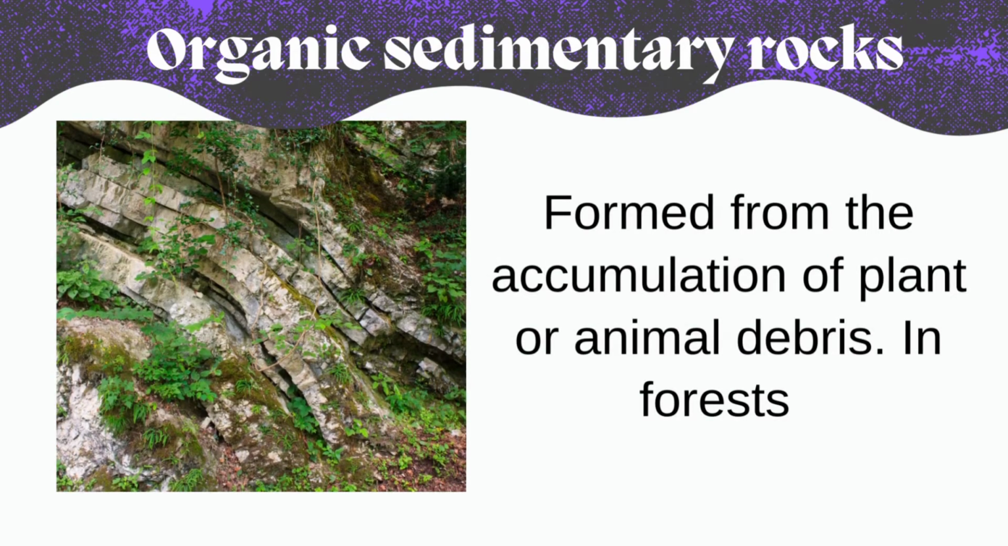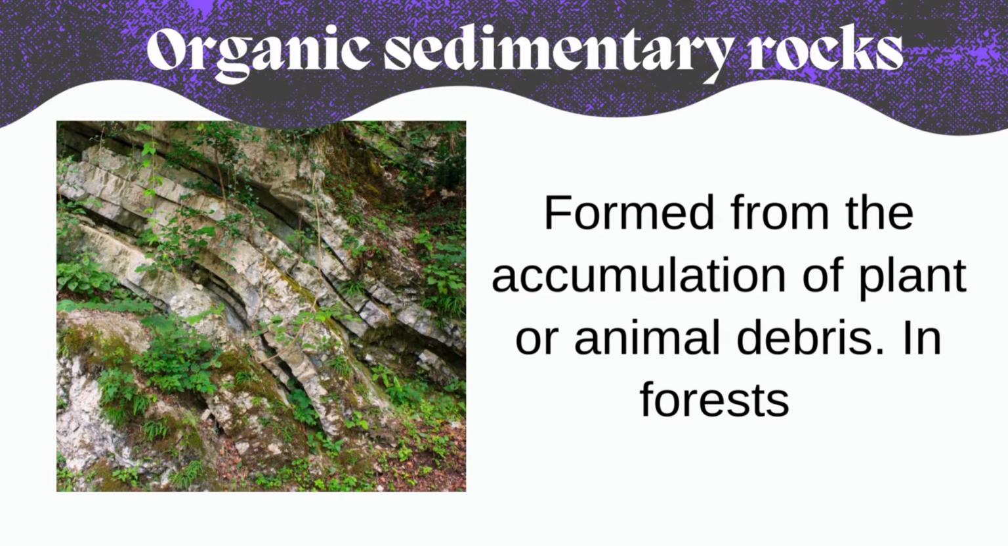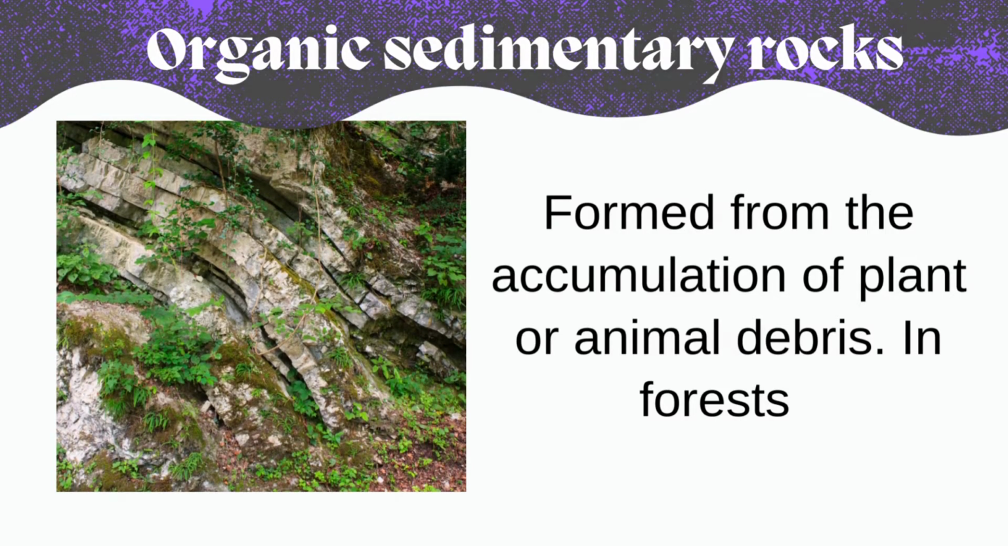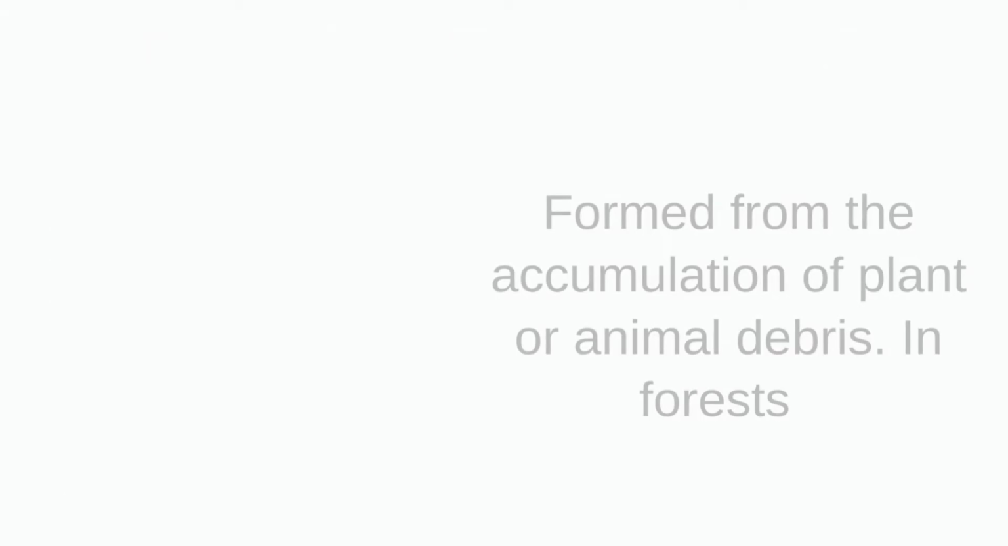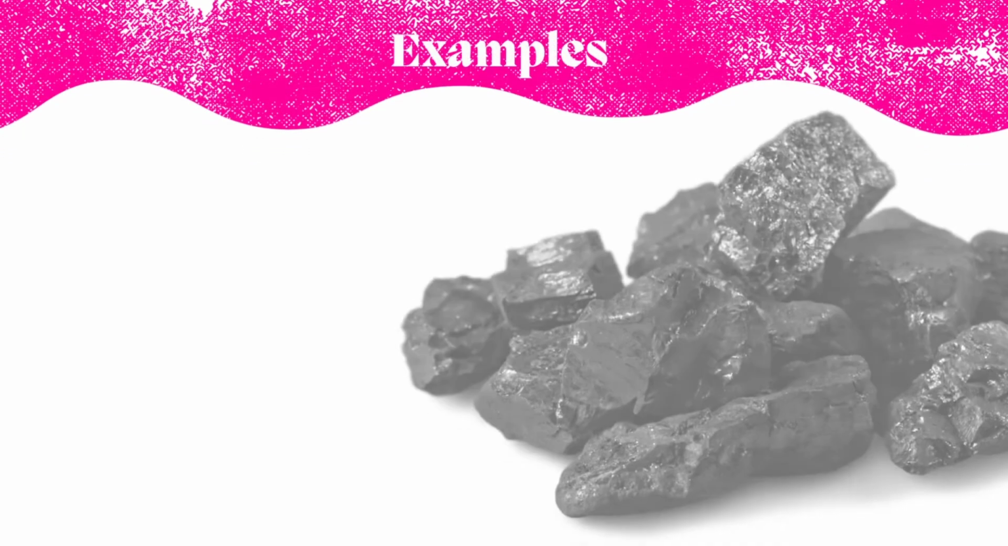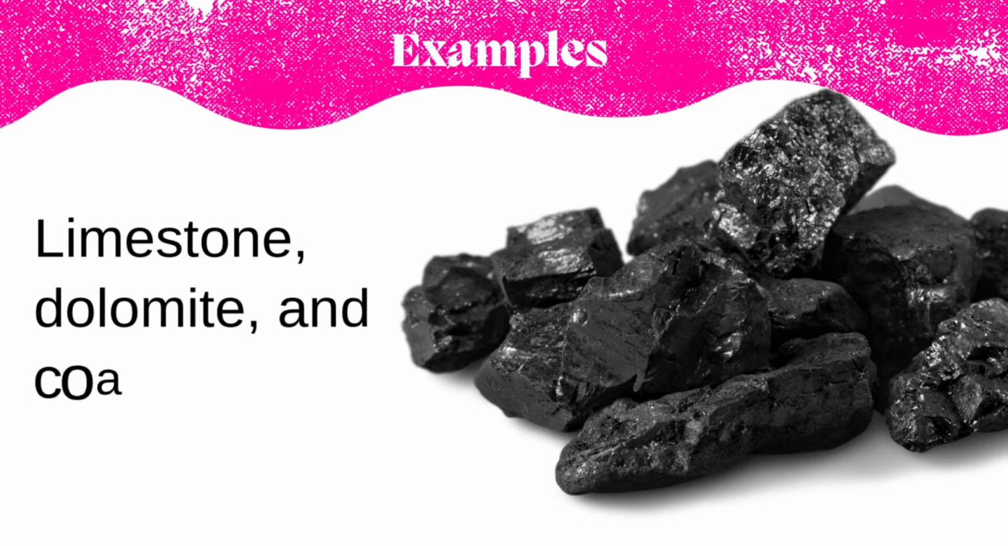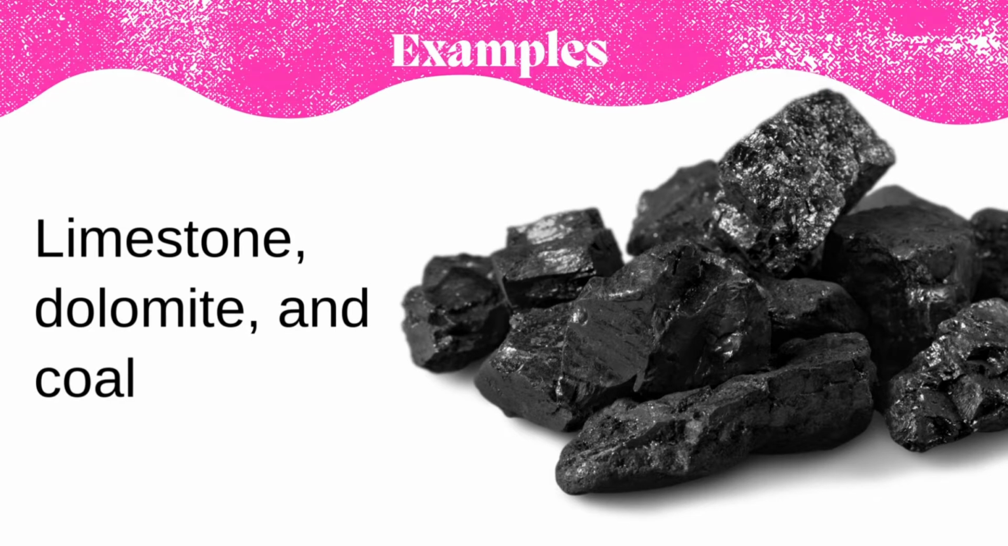Let's look at organic sedimentary rock. Organic means made from living things. They are formed from the piling up of living or dead plant and animal debris that gather together, and then they form different kinds of layers as well. That's why it's called organic sedimentary rock. Examples are some limestone, dolomite, and then coal, of course.